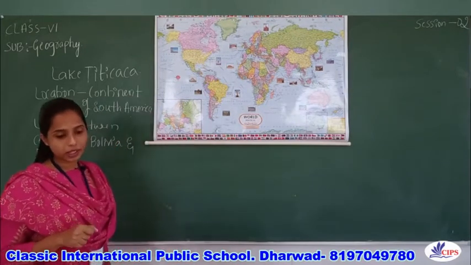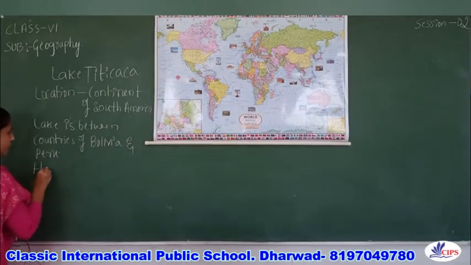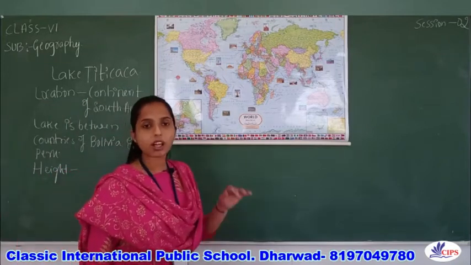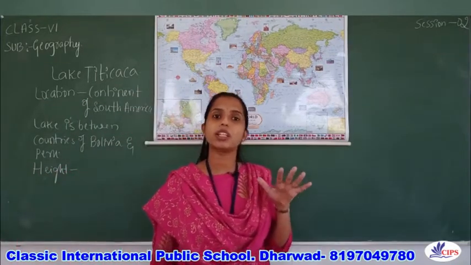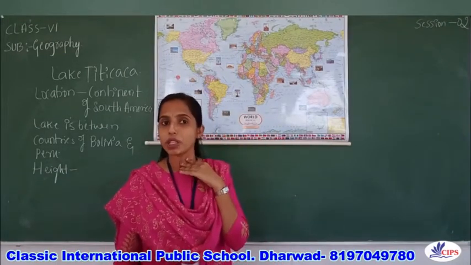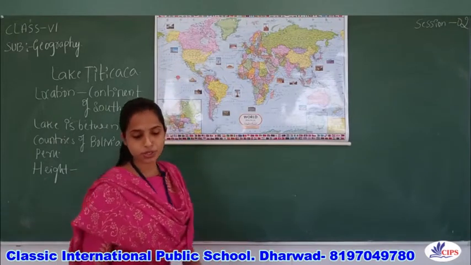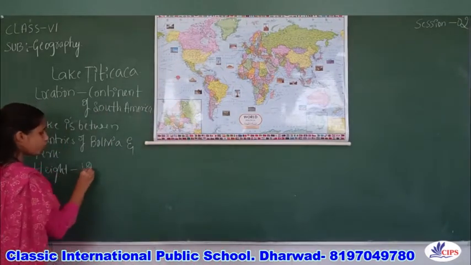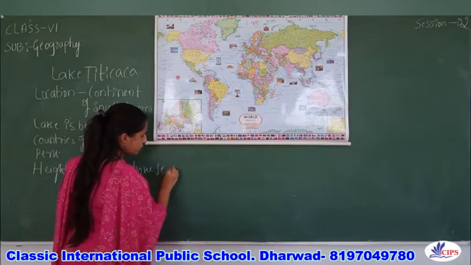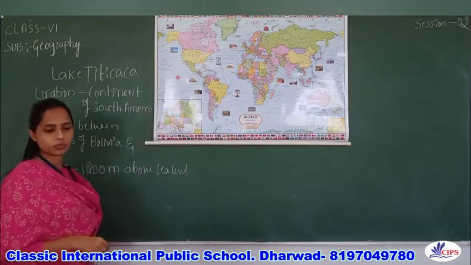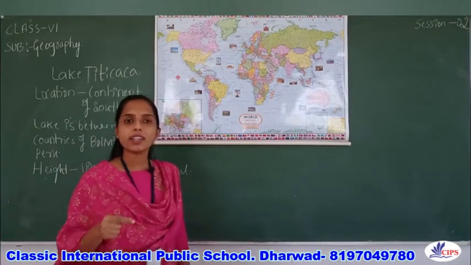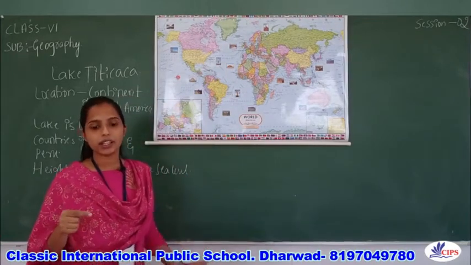See the height of the lake. This lake is situated about 1200, more than 1200 meters above the sea level. Such is the altitude, 1200 meters above sea level, making it the highest commercially navigable lake in the world.